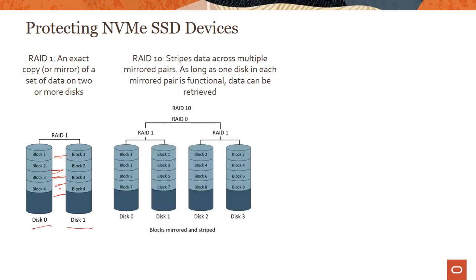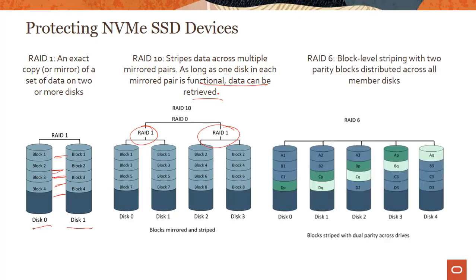RAID 10 stripes data across multiple mirrored pairs. So as you can see here, RAID 10 is a combination of sort of two different RAID 1 pairs. As long as one disk in each mirrored pair is functional, data can still be retrieved. Right, so it provides the extra protection there.